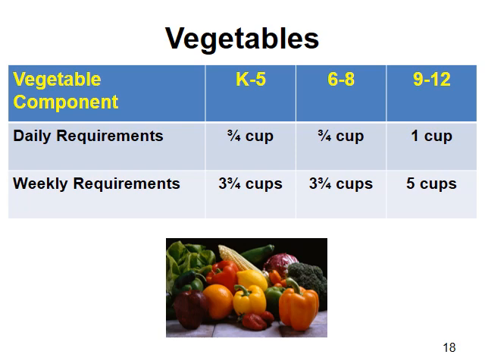Now let's talk about vegetables. Again, the daily and weekly requirements are the same for grades K through 5 and 6 through 8: 3/4 of a cup daily and 3 3/4 cups weekly. However, for grades 9 through 12, the daily minimum requirement is the same as fruit, 1 cup daily and 5 cups weekly. Fruits and vegetables are separate components at lunch, and you must serve the minimum required portion of each.